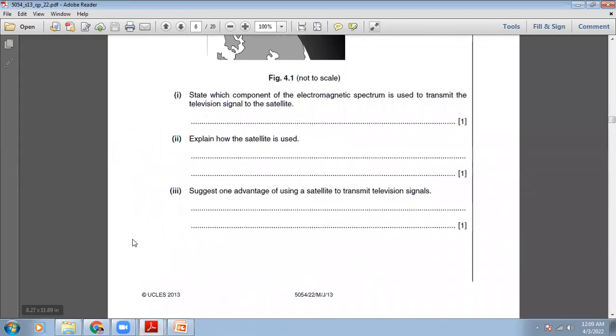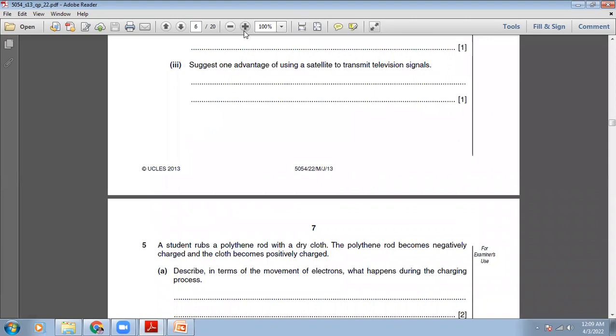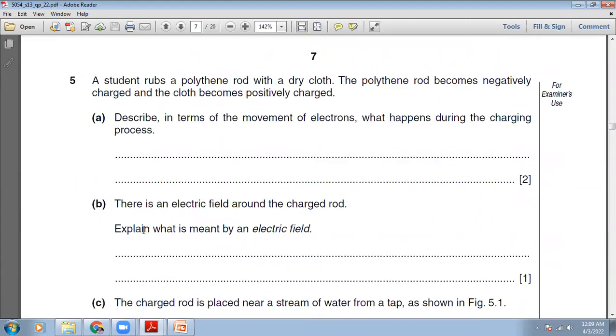The next question is question number 5, and it says, a student rubs a polythene rod with a dry cloth. The polythene rod becomes negatively charged and the cloth becomes positively charged. Describe, in terms of the movement of electrons, what happens during the charging process. So when you rub the polythene rod and the cloth with each other, the electrons are transferred from the cloth to the polythene rod. So that's why the polythene rod has become negatively charged.